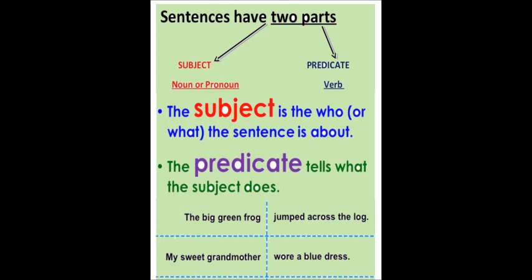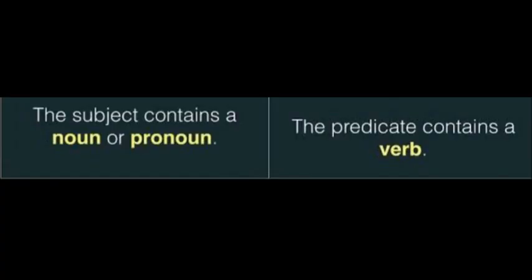The next example is, my sweet grandmother wore a blue dress. So, my sweet grandmother is the subject. Wore a blue dress is the predicate. Children, the next important point is that the subject contains a noun or pronoun and the predicate contains a verb. So always remember this. I hope you have understood what is a subject and what is a predicate.